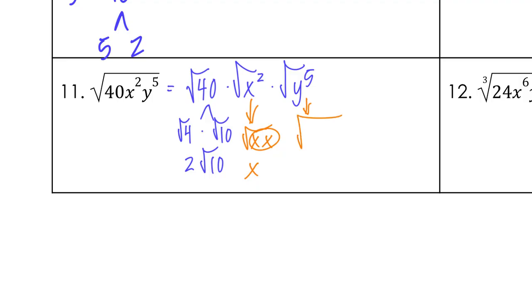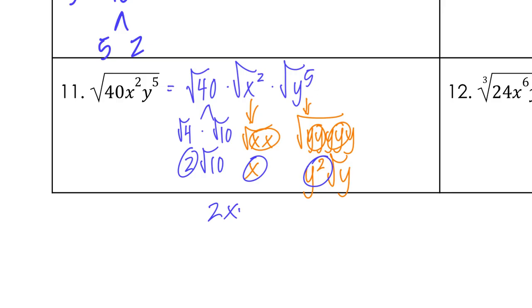Versus with the y's, I have 1, 2, 3, 4, 5 y's, like 6 or 7. So 1 pair, 2 pairs. 2 get to leave the radical, 1 has to stay. And then we put it all together. So we have a 2 outside my radical, an x outside my radical, and a y squared outside my radical. Inside my radical, I have a 10 and a y.